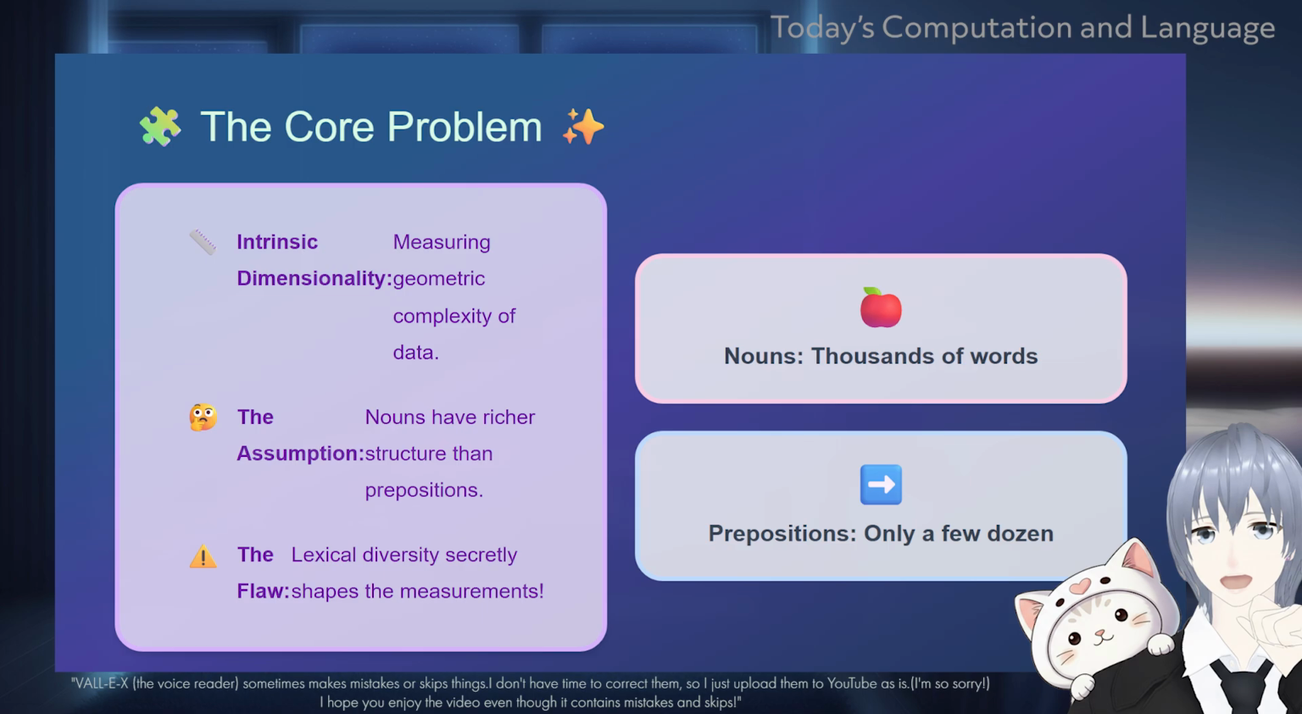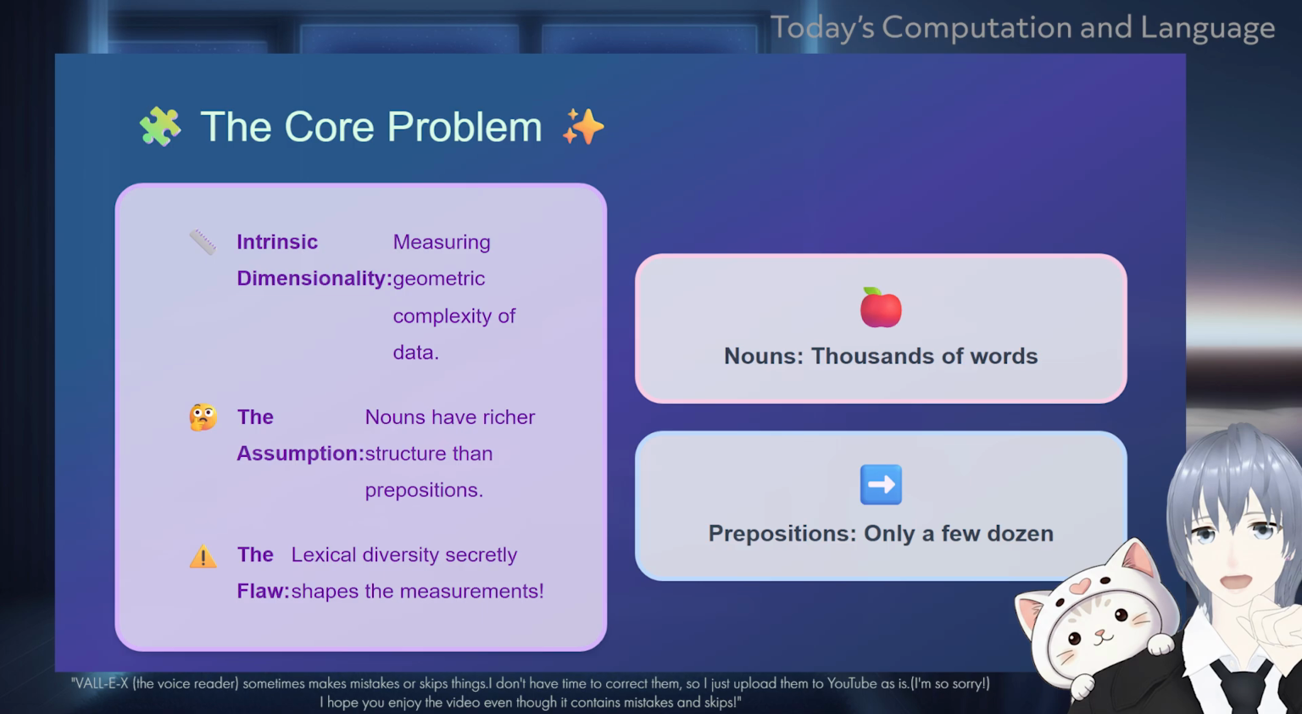It turns out, when you compare nouns and prepositions natively, nouns have thousands of unique words, while prepositions only have a few dozen. If you control for that lexical diversity, meaning the number of unique words present in the dataset, the whole pattern reverses. Prepositions actually end up showing a higher intrinsic dimensionality than nouns. So the problem this paper solves is uncovering how lexical diversity secretly shapes our measurements of model complexity.